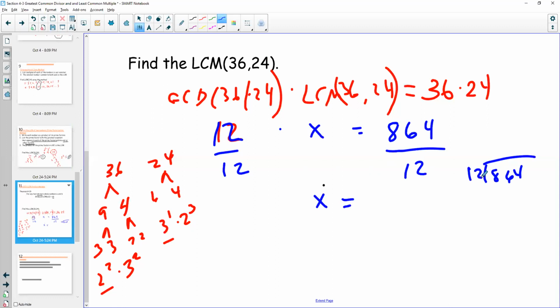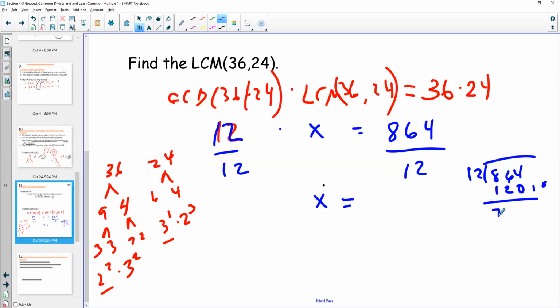12 goes into 86. What? Oh, I don't really want to do 12 at 86. I want to do 12. Let's see, 12. Well, let's see, it's at least 10. It's not 120.